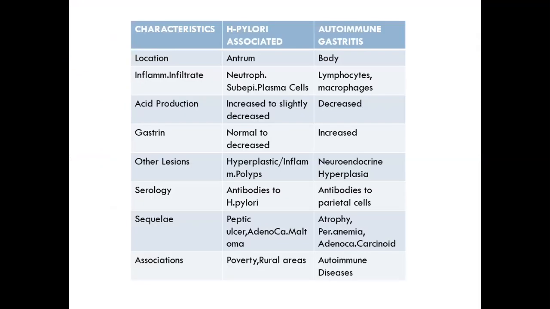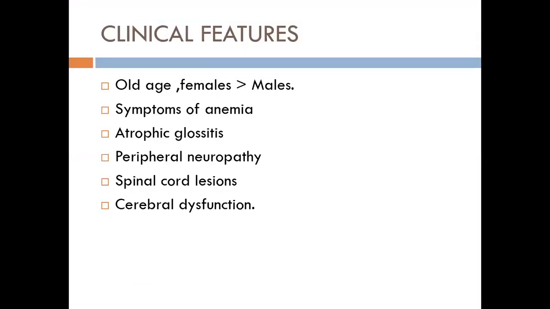So clinical features of autoimmune gastritis: patients are of older age group, and females are more commonly affected than males. There may be symptoms of anemia, that is dyspnea, pale skin. There is atrophic glossitis, and due to vitamin B12 absorption impairment, there is peripheral neuropathy, sometimes spinal cord lesions, and cerebral dysfunction as well.